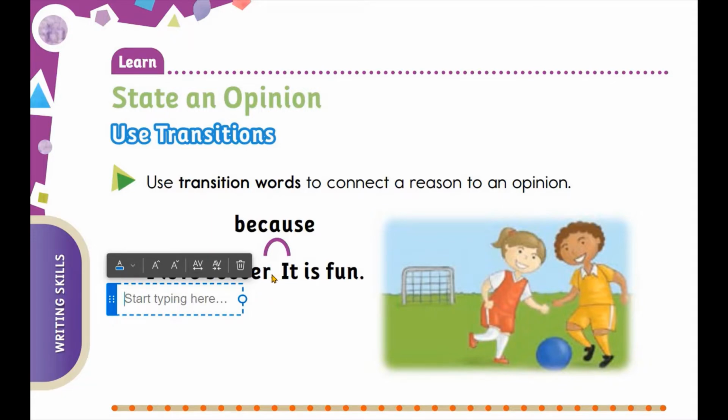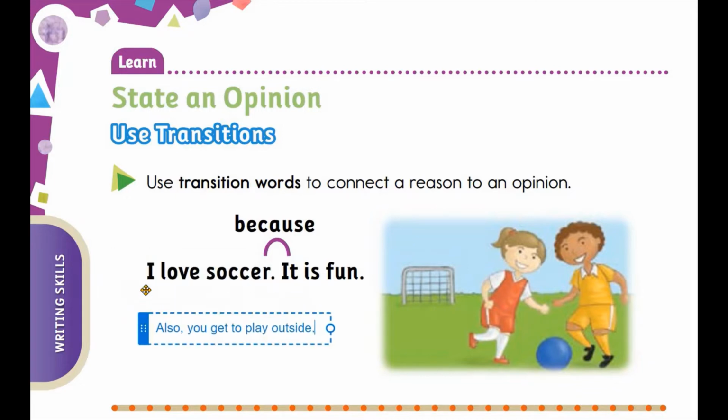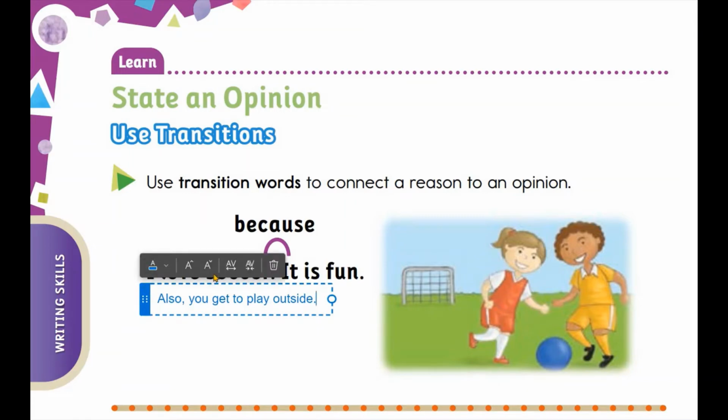But they will not always be in the middle of both sentences and turn it into one sentence. Like, it can go this way. If I said also, I could say, also, you get to play outside. So this would be another reason why this person would love soccer. Well, the first reason is because it is fun. The second reason is that the person gets to play outside. So to connect that idea, we add also at the beginning.